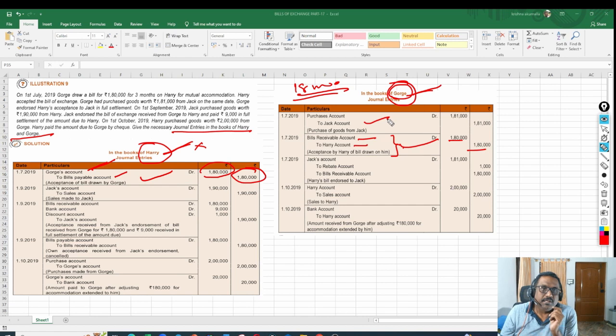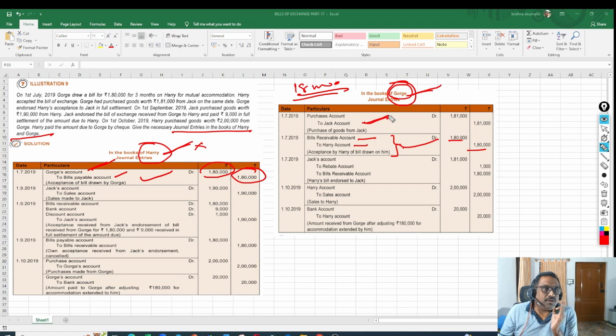1,81,000 rupees, sorry. Purchase account debit to Jack account. He is not asking us to write journal entries in Jack's books. If at all you need to write a journal entry in Jack's books, what entry would you write? George account debit and sales account. Am I right? That should be the entry in Jack's books. So that is not material for us now. We are not writing those entries. So purchase account debit to Jack account. I hope you are clear till such time.